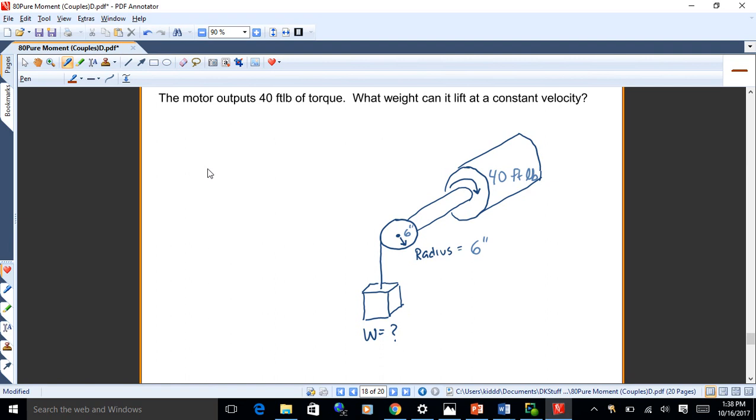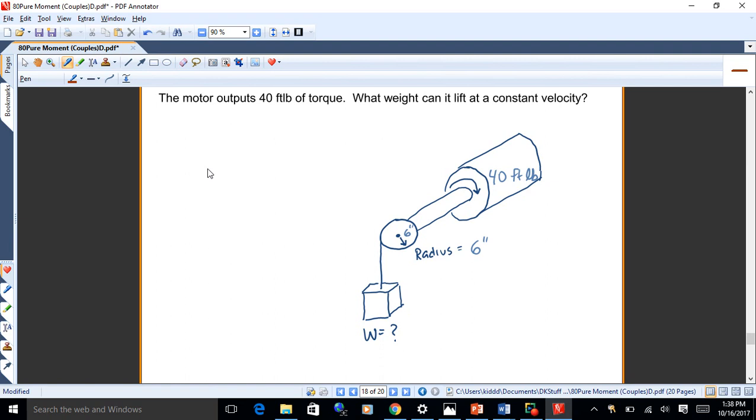Okay, let's say this motor outputs, and I don't have this copied down, you have to draw this one up. Let's say we've got 40 foot-pounds of torque. What weight can it lift at constant velocity? And think about what we just went over and apply it to this little problem here.